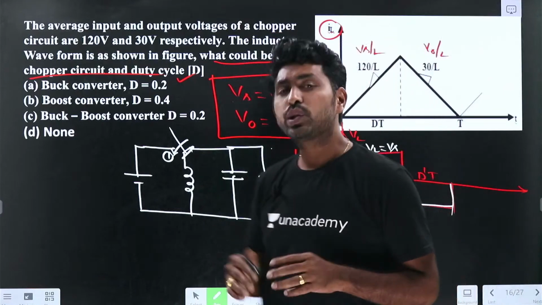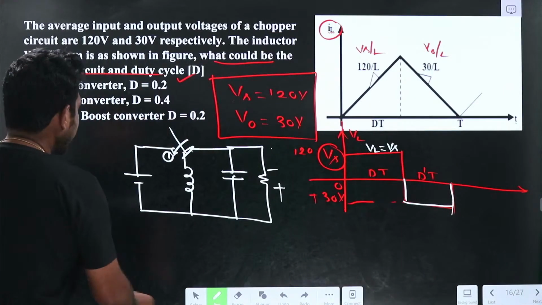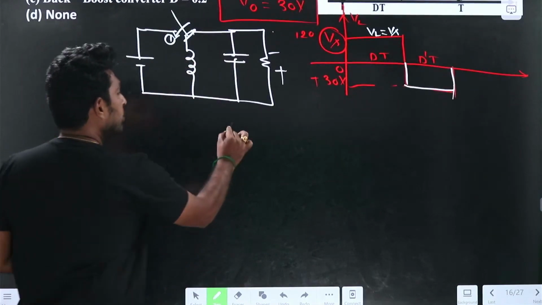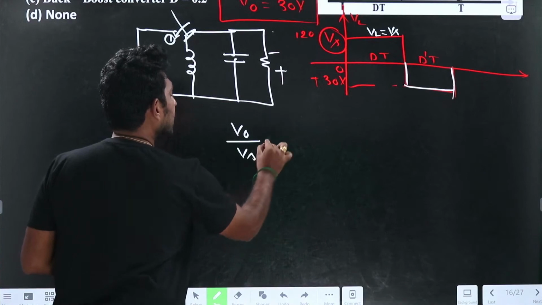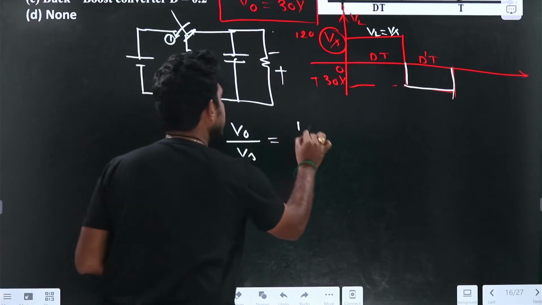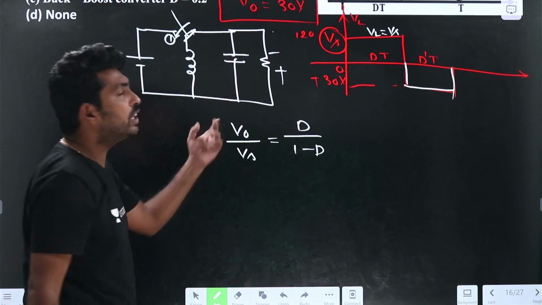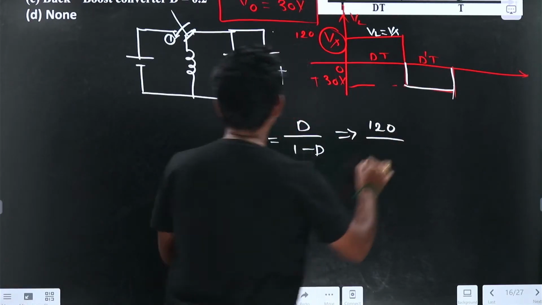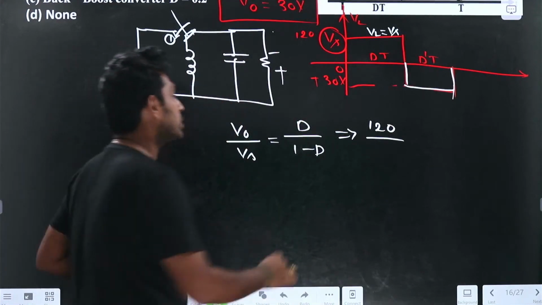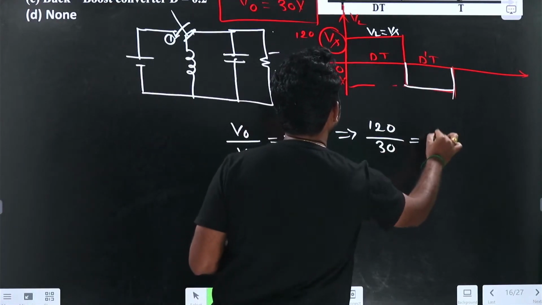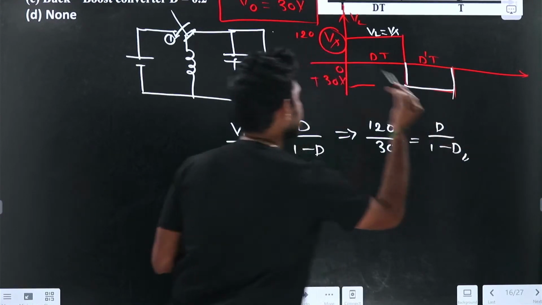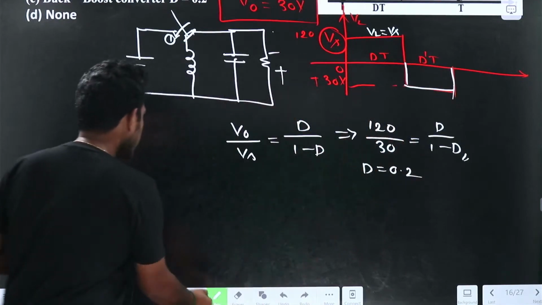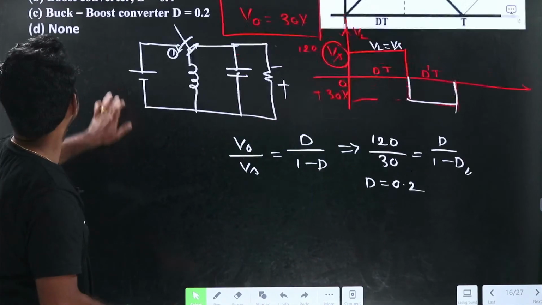How can I find it? I know that for the buck boost converter, the gain will be V0 by Vs equal to d by 1 minus d. The V0 value I got as 120 volts, and Vs is 30 volts, which is equal to d by 1 minus d. From this, if I solve, I will get d equal to 0.2. Now option C is the right option.